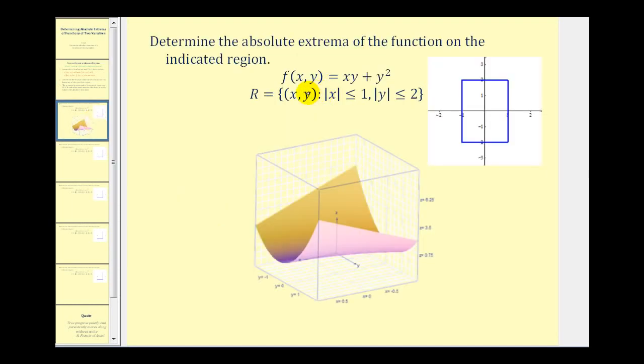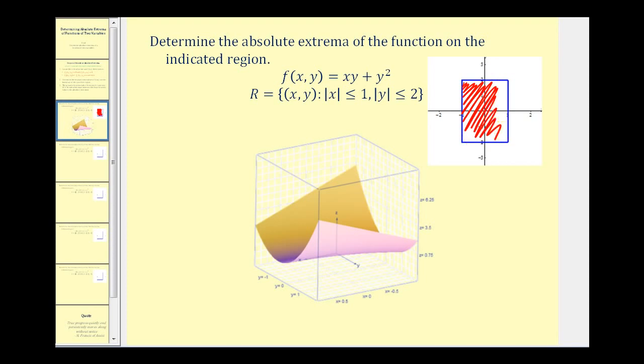Here we want to determine the absolute extrema of this given function on the region where the absolute value of x is less than or equal to 1 and the absolute value of y is less than or equal to 2. Let's first talk about the region that we're considering. This means that x is between positive 1 and negative 1, and y is between -2 and +2. So we're only considering the surface defined by f of x, y on this region here, bounded by this rectangle.